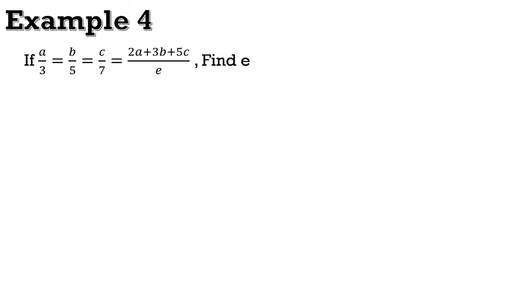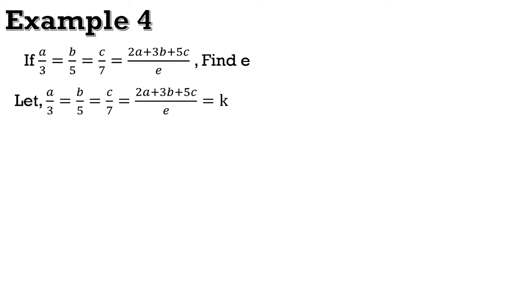Example number 4. If a over 3 equals b over 5 equals c over 7 equals 2a plus 3b plus 5c over e, find e. Now, to solve this problem, we will let all these proportions be equal to k. With that, we can equate each ratio into k. So, we will have a over 3 equals k, b over 5 equals k, c over 7 equals k.